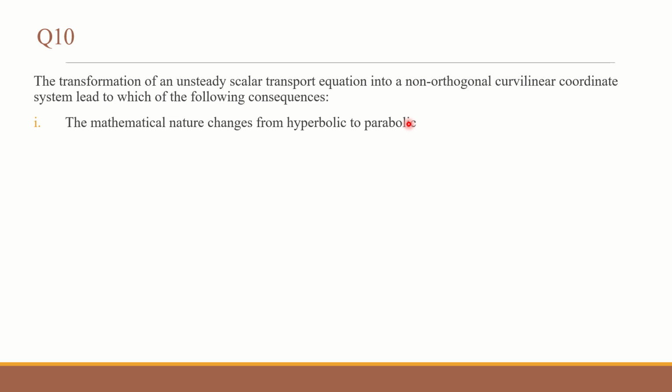First one, mathematical nature changes from hyperbolic to parabolic, and second one, cross derivative terms disappear. We have two statements only. We are asked to identify the true statement, that is, which is the true consequence. First one, the mathematical nature changes from hyperbolic to parabolic, which we know is false.